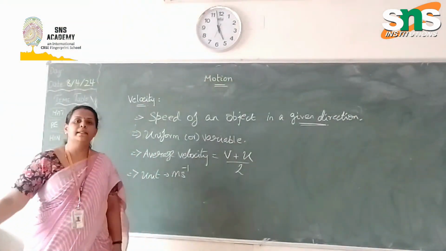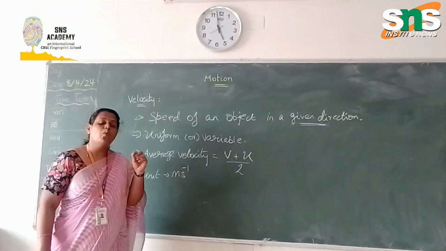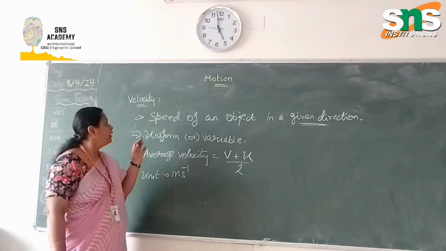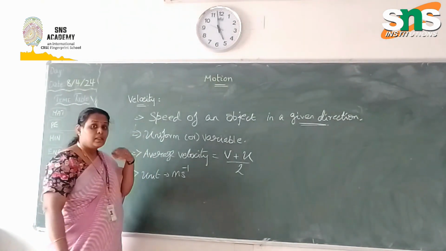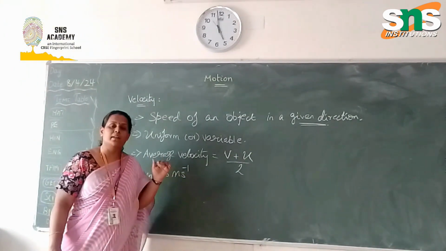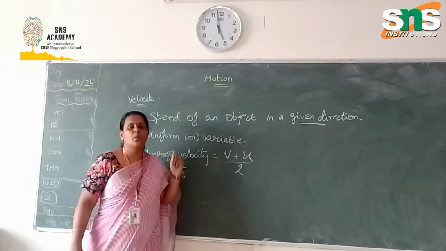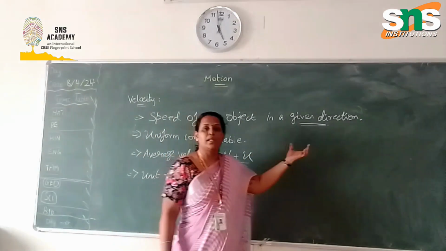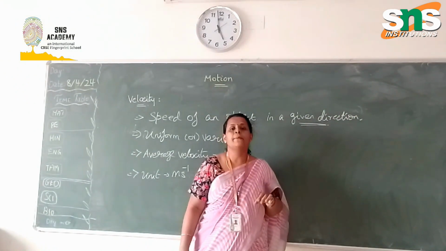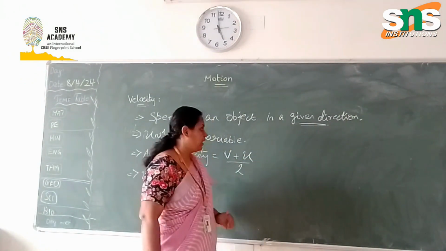Now we are going to discuss the term velocity. Just as distance is involved in speed, the term displacement is involved in velocity. What's the formula for calculating speed? Yes, it's total distance travelled by total time taken. Here, speed of an object in a given direction is known as velocity. So the term given direction came, and displacement is involved. The formula for finding velocity is displacement by time taken: total displacement by total time taken.